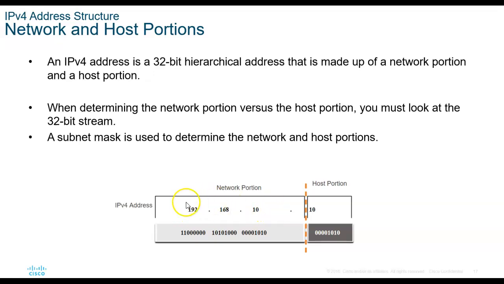So the first 3 octets are the network portion, and then the last octet is the host portion. Generally, what tells us which is the network and which is the host is the subnet mask. When the router gets an IP address with a subnet mask, it will look at the subnet mask to determine what the network portion is, and then it'll know where to send it onto the network.